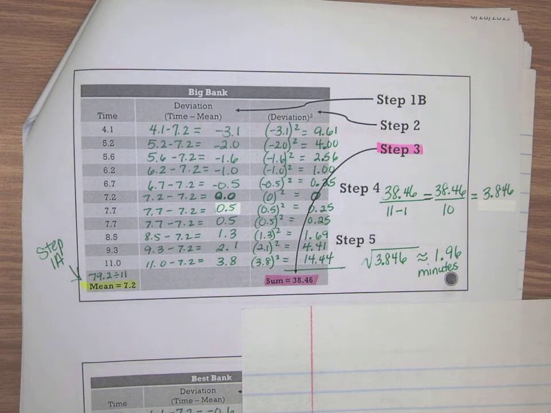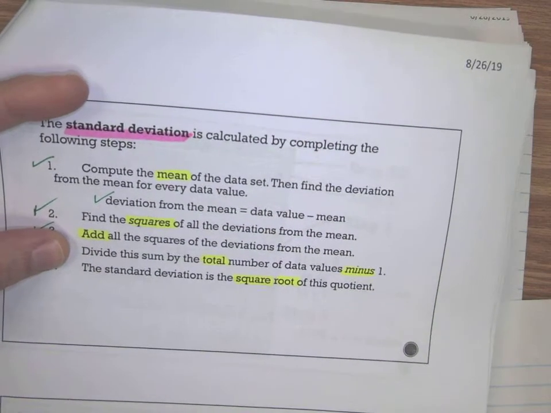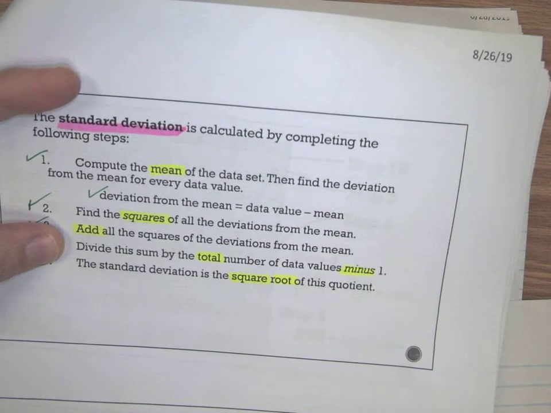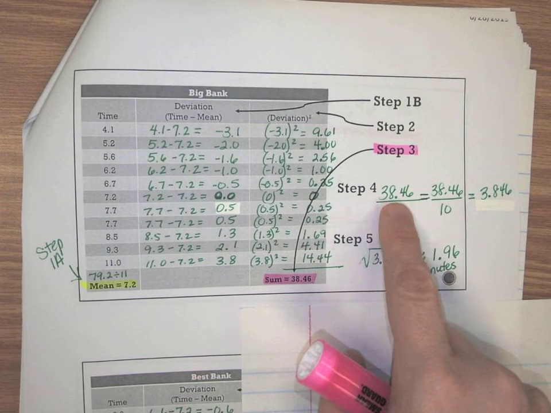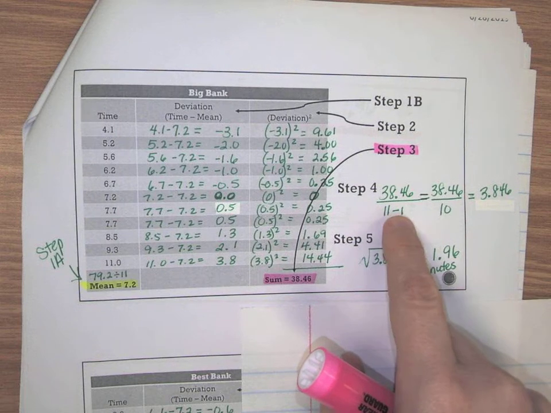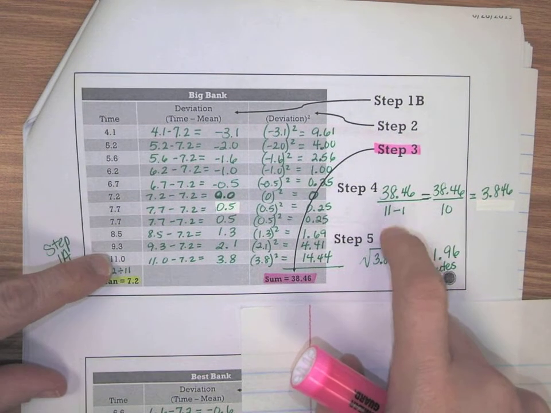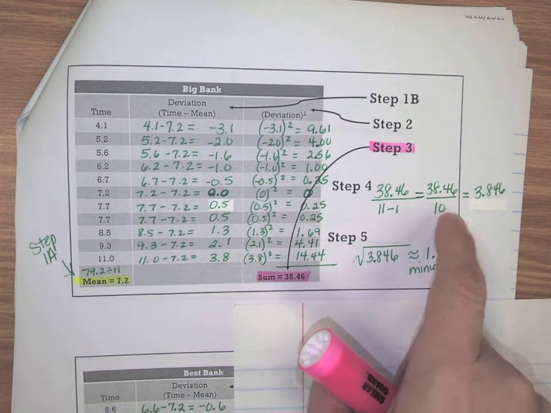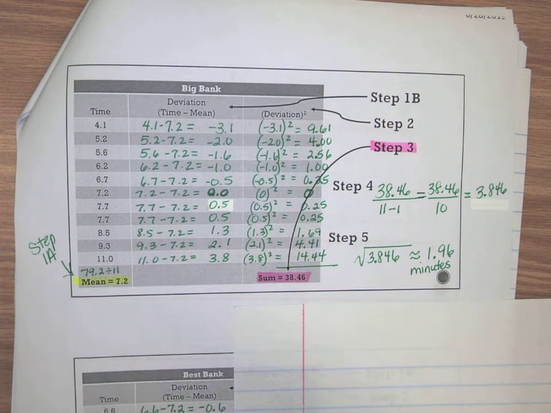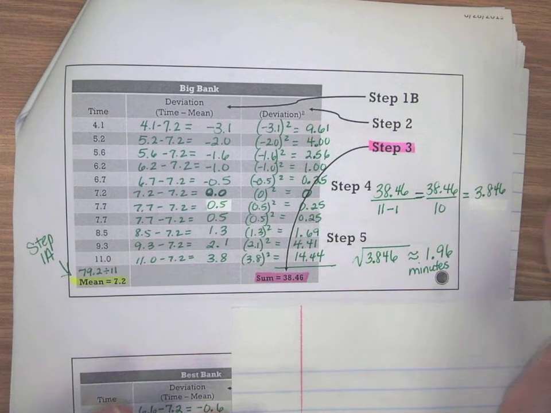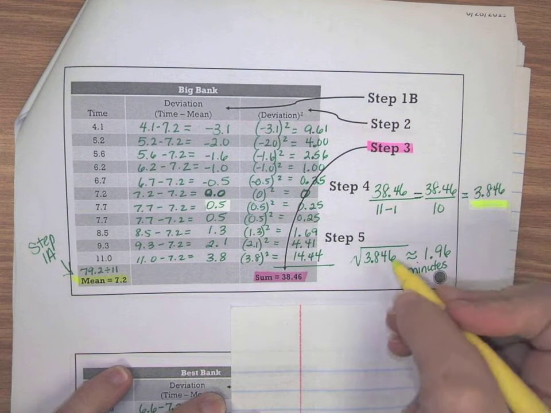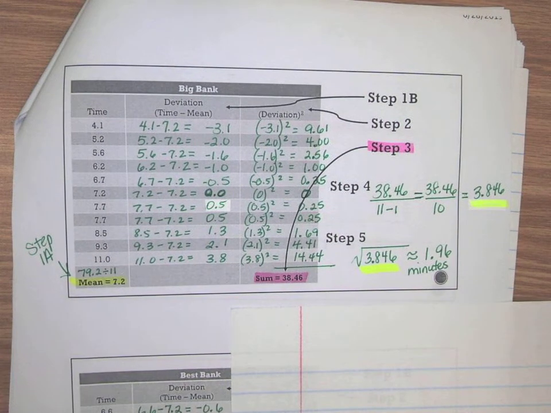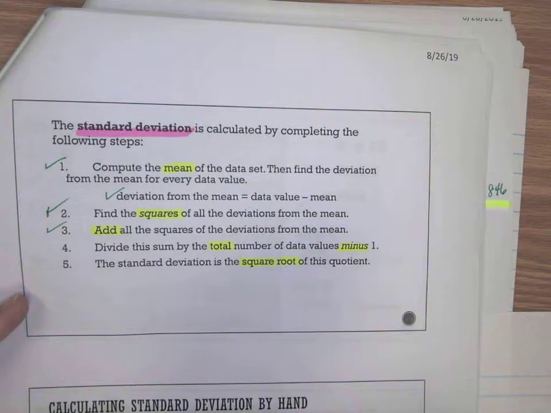Okay, step 4. On step 4, it says right here, divide this sum by the total number of data values minus 1. So we're going to take this 38.46 and divide it by 11 minus 1 because we have 11 data values. So we're going to do 11 minus 1 here. And that means we're going to be doing 38.46 divided by 10, which makes 3.846. Okay, so we've got this 3.846 right now. And we're going to take that 3.846 and bring it down here to work out step 5.